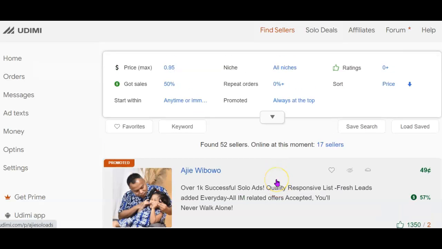Also, there is no guarantee of sales. You will probably just get leads. You may not get sales. It depends on how good your funnel is and your offer, and you have to make it enticing for people to want to buy.